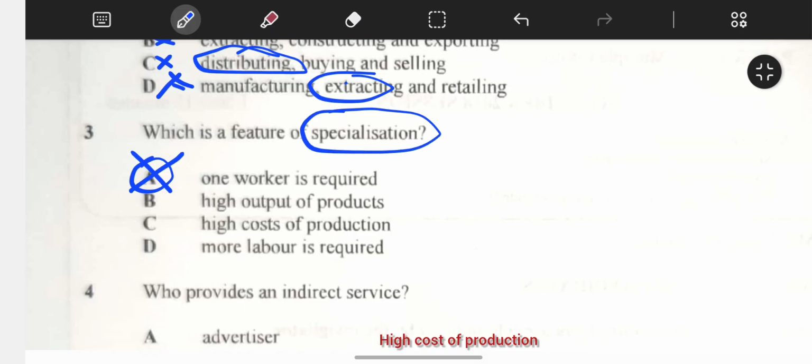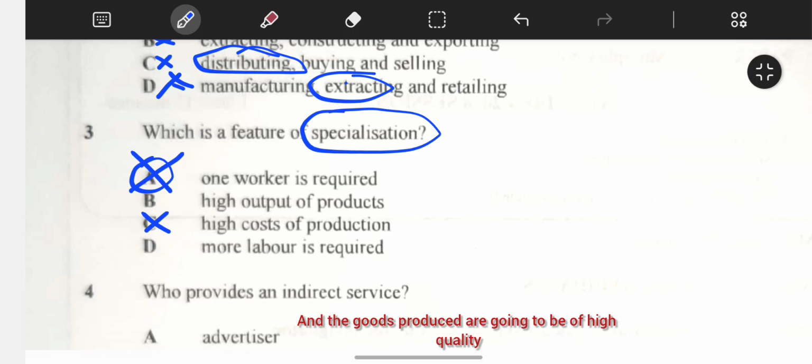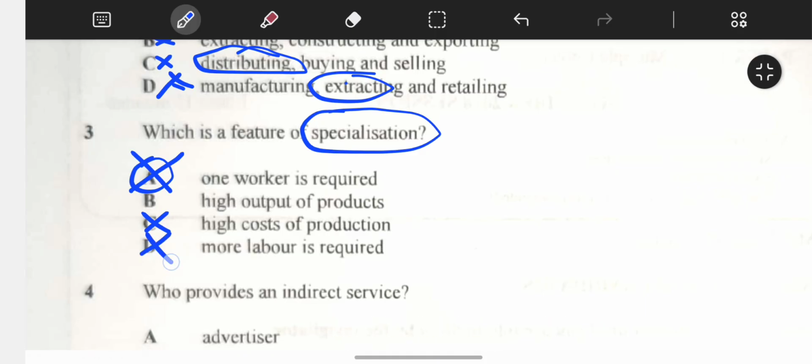High cost of production, this one is wrong. Why? Because when a worker is doing what he is good at, there are going to be low production costs. Why? Because there are going to be fewer shortages and less wastage of materials, and the goods produced are going to be of high quality, so there is actually going to be a low cost of production. So this one was wrong. Then the last one, more labor is required, which is wrong. So the correct answer here is going to be B, high output of products.